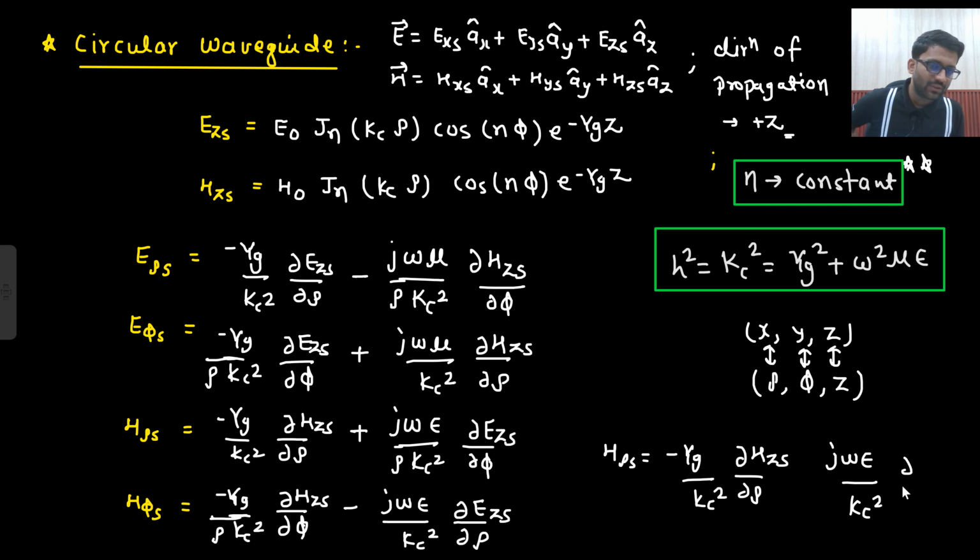Then here, if there is rho, so d by d phi would come here. If there is rho here, phi would come. So d phi never comes alone, it comes with rho. And then Ezs. What about the sign, sir? H rho is equivalent to Hx. Hx will be positive.